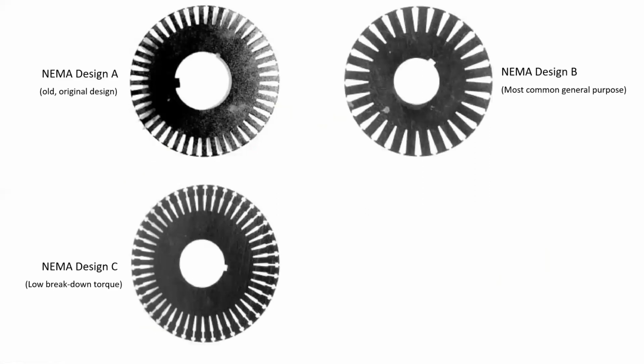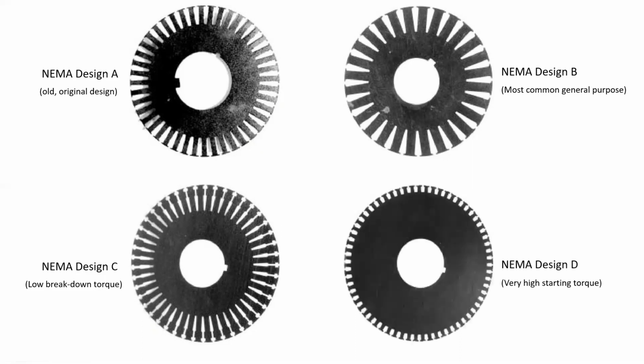NEMA Design C is really quite different, and it's often referred to as a dual cage rotor design because it almost looks as though there's a cage here and a cage up here with the rotor bars. Very specific design shape for the bars. And finally, here's NEMA Design D.